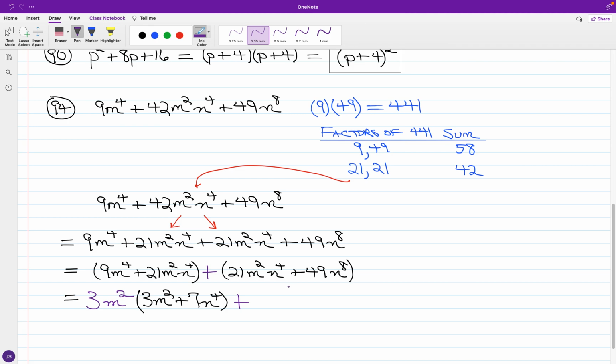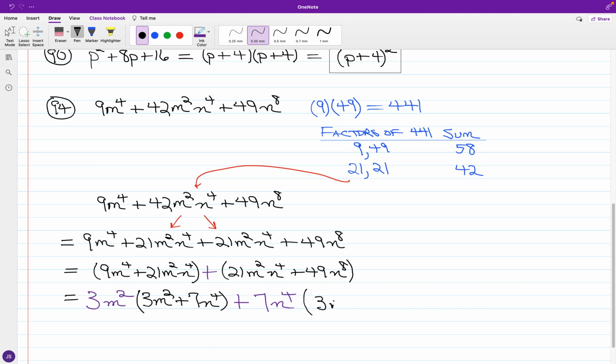Now for the last two terms, we have n shared in common, and the highest coefficient divisible into both 21 and 49 is going to be 7, so the greatest common factor is going to be 7. And again, for the lower degree display for n, that's going to be n to the fourth. So the greatest common factor in the second pair is 7n to the fourth, into 21m squared n to the fourth plus 49n to the eighth.